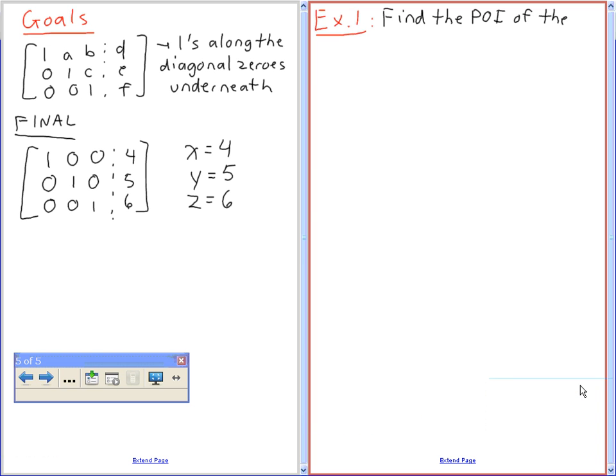For those people that were not in my class in grade 10 or 11, can someone please say what POI represents? Point of intersection. Point of intersection, okay? So if you have not been in my class before, Megan, POI stands for point of intersection, right? Of the following planes.